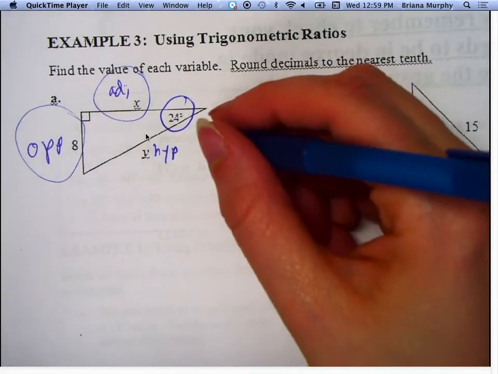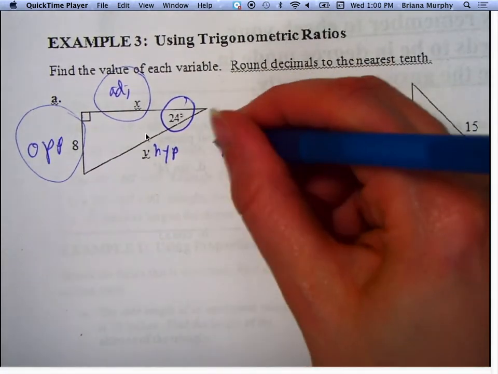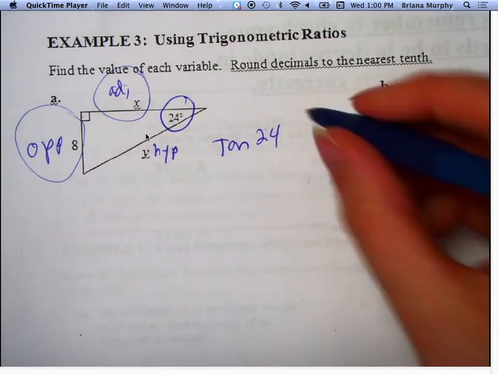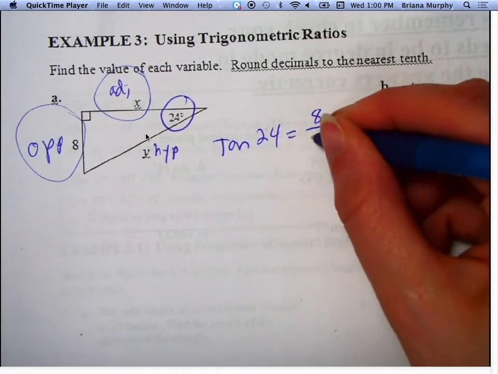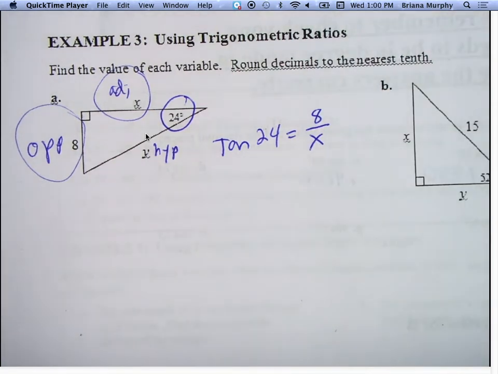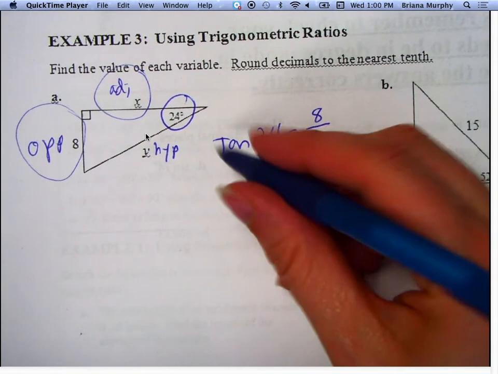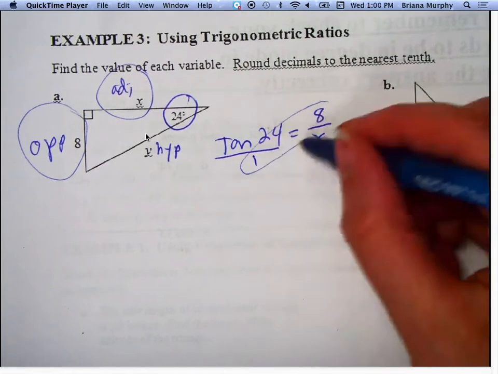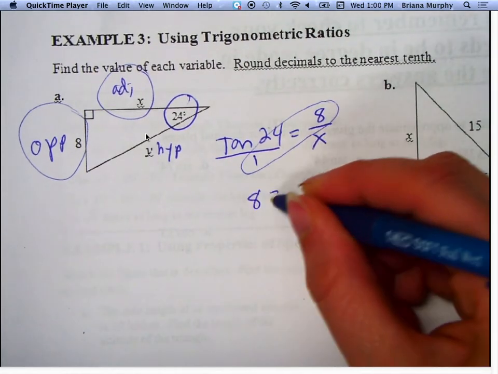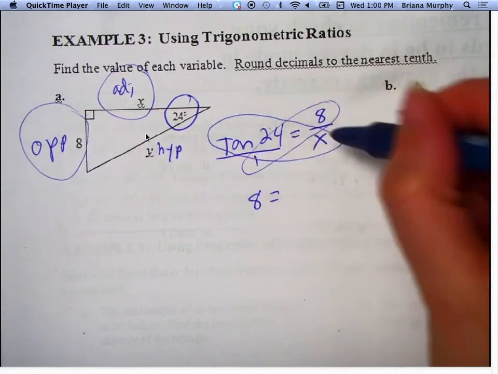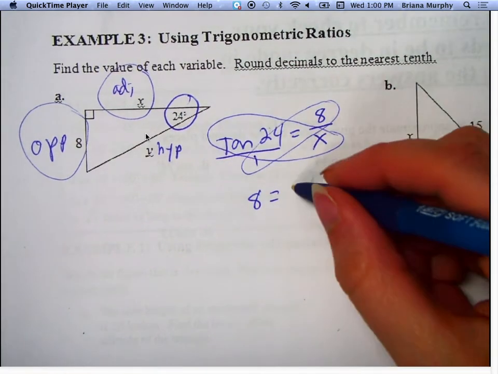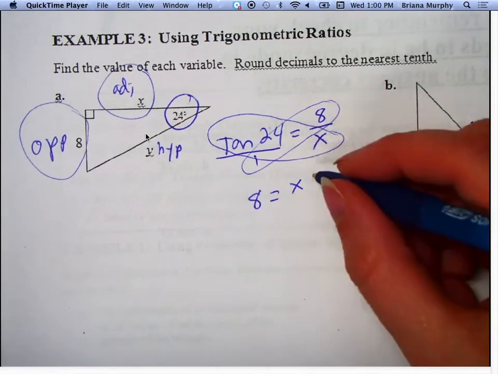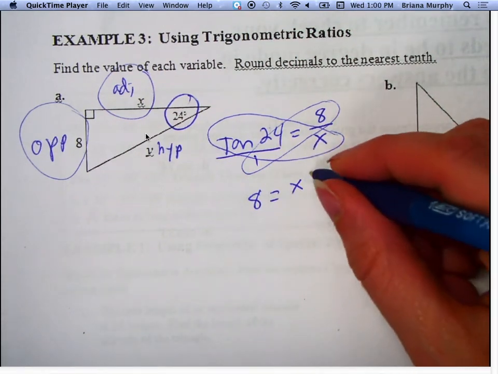Tangent is opposite and adjacent. Sine is opposite and hypotenuse. So we're going to go tan of 24 equals opposite over adjacent. So tan of 24 equals 8 over x. Okay, I think of these all as cross multiplication. So I'm going to put tan 24 over 1. 1 times 8 is on one side of the equal sign. x times tan of 24 is, I like to put the x first so I don't think I'm taking the tan of x as well. So x tan 24.